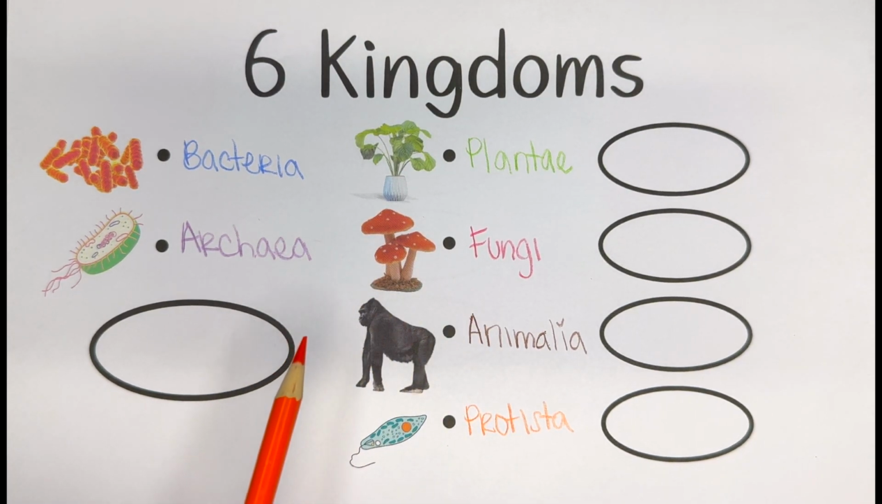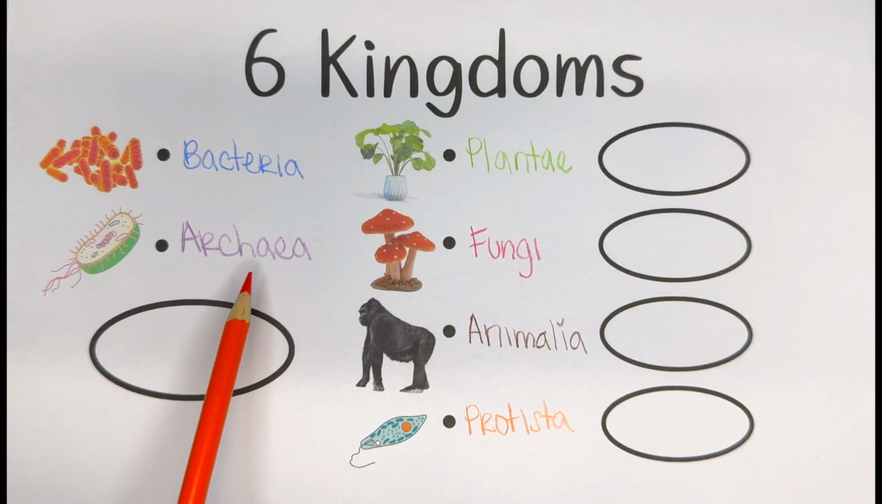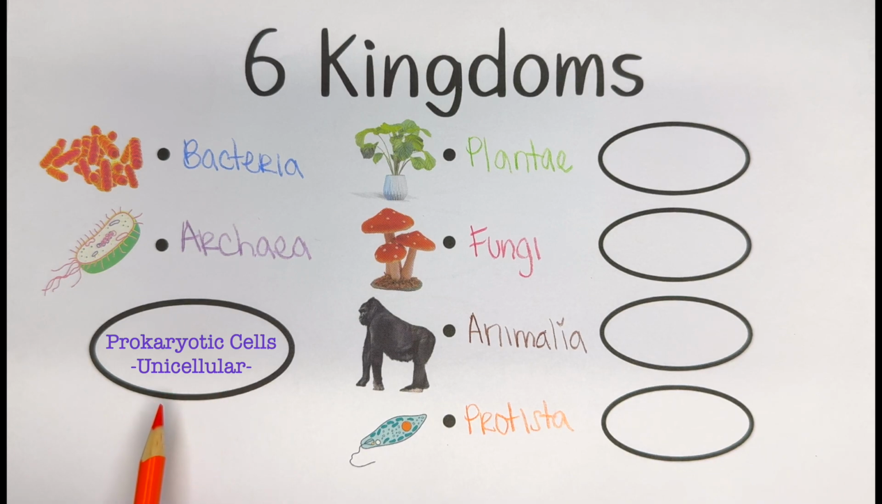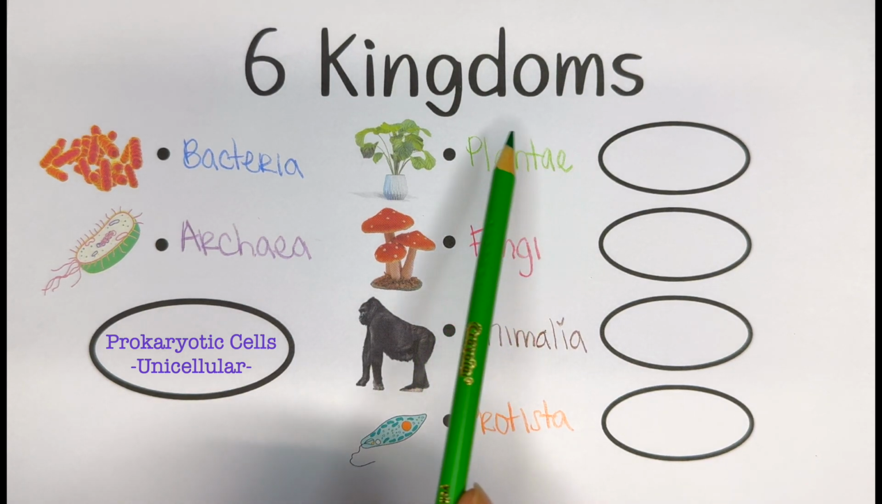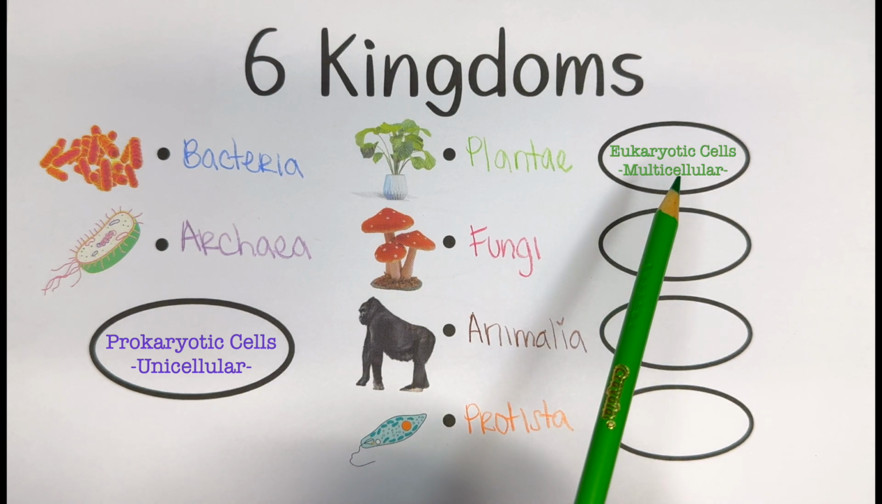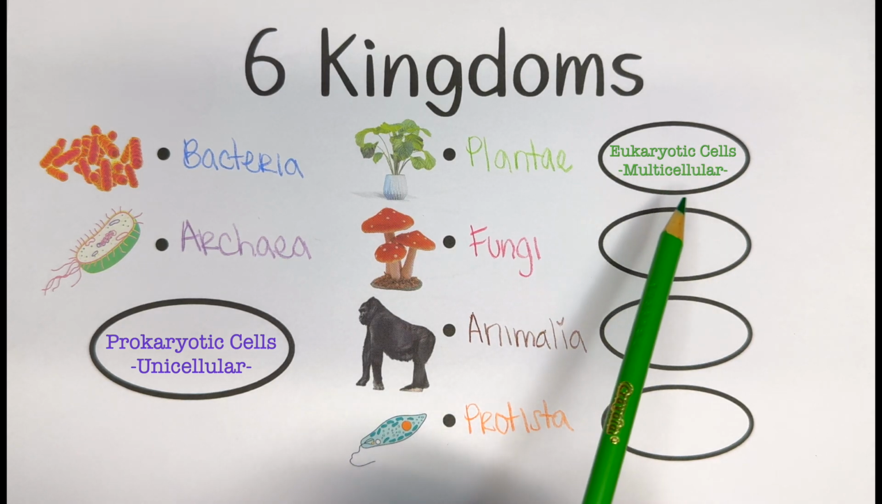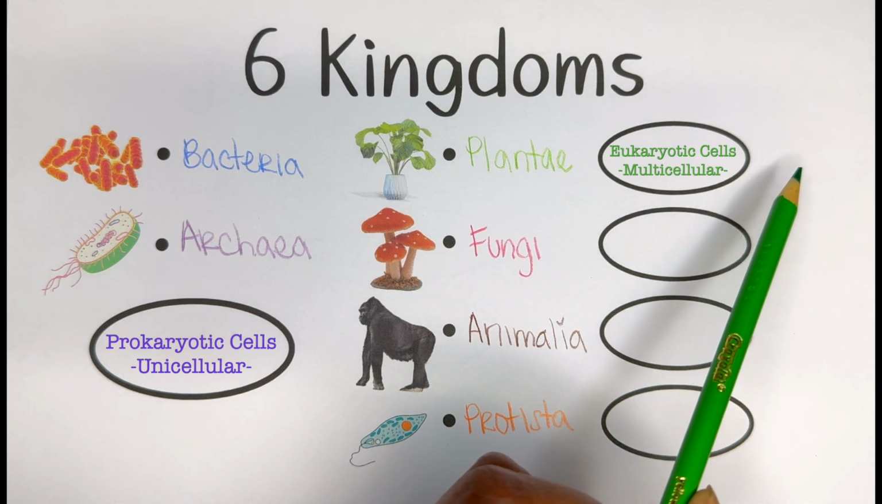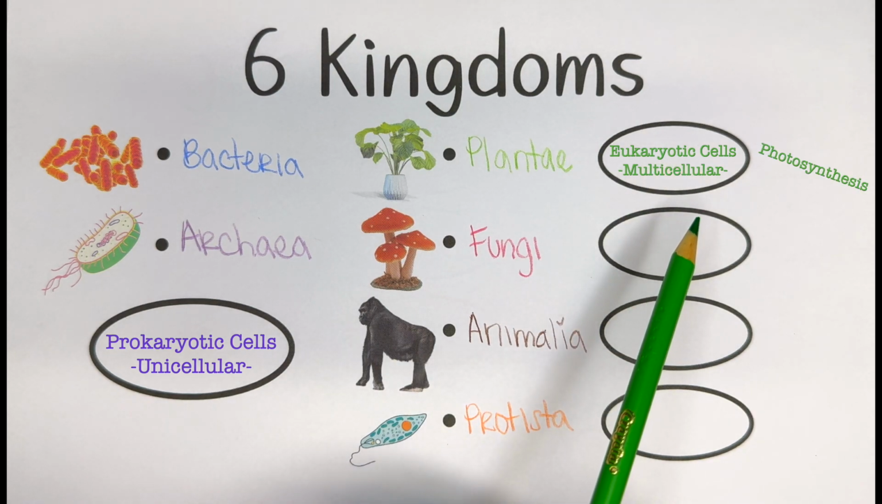So when it comes to the 6 kingdoms, let's go a little bit more in detail. So when it comes to the kingdom bacteria and archaea, they are still going to consist of those prokaryotic cells that are unicellular. So remember, prokaryotic cells, they do not have a nucleus and they do not have membrane-bound organelles. So when it comes to the kingdom plantae, it's going to consist of eukaryotic cells that are multicellular. So remember, eukaryotic cells mean they have a nucleus and membrane-bound organelles. When it comes to this kingdom plantae, they're going to get their energy from sunlight, also known as photosynthesis.